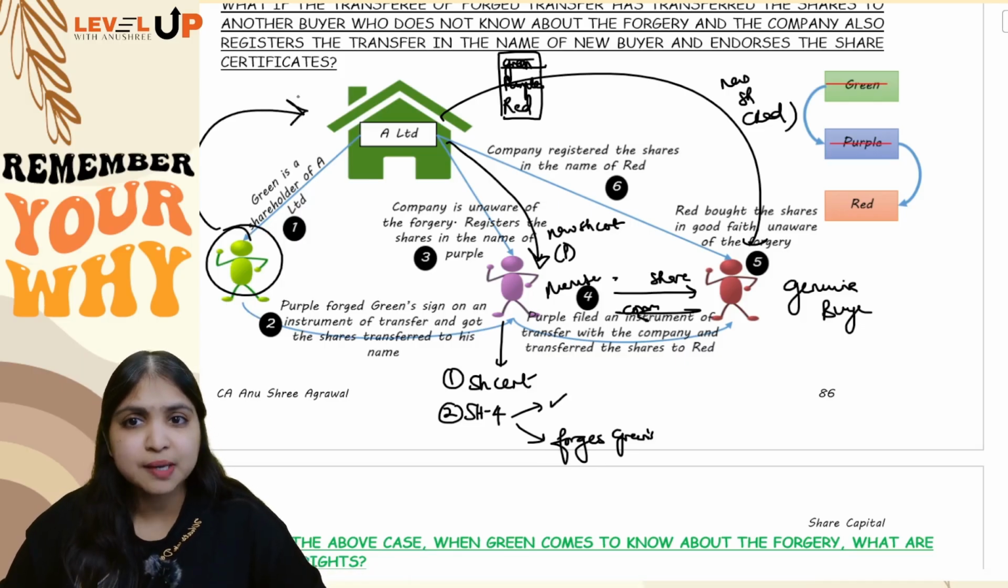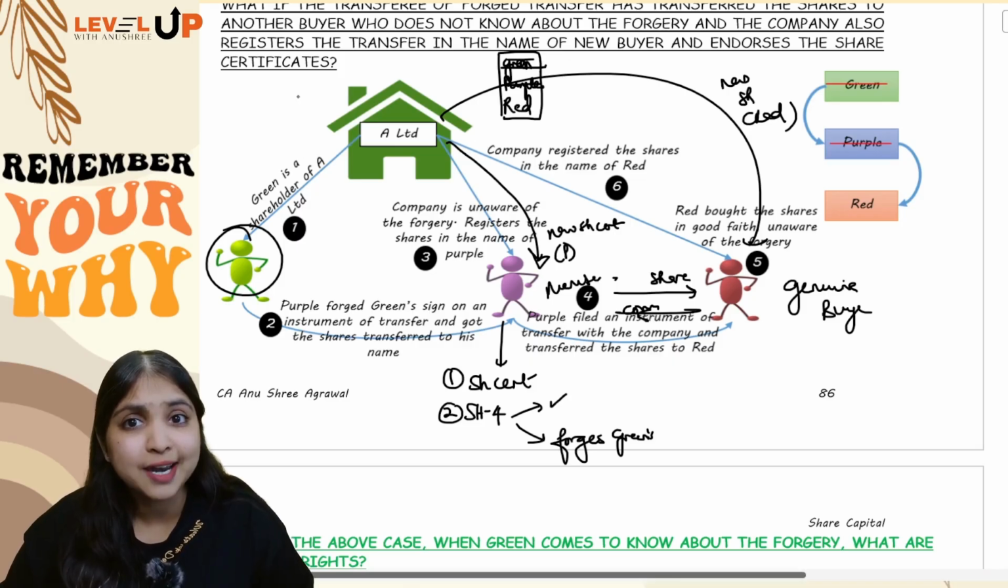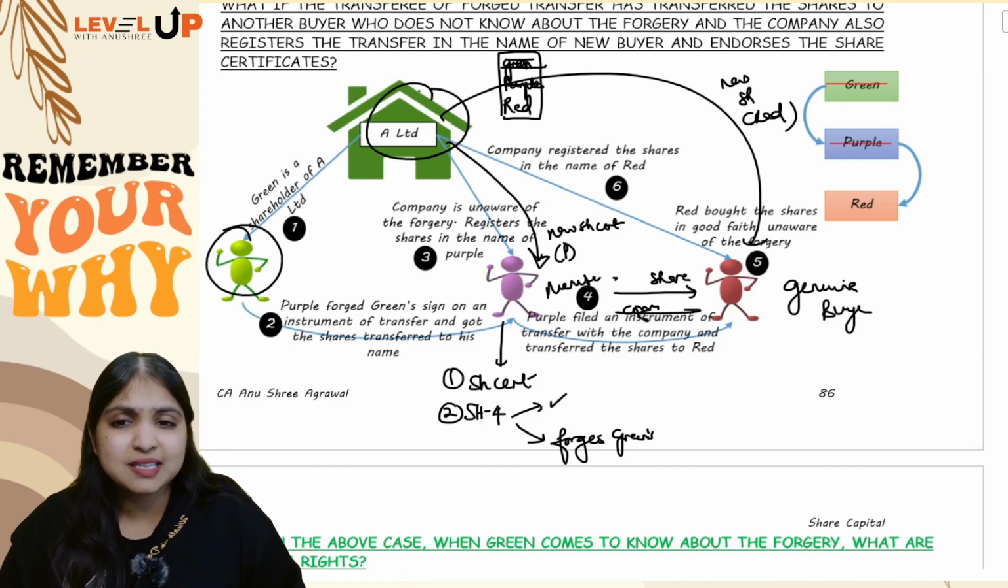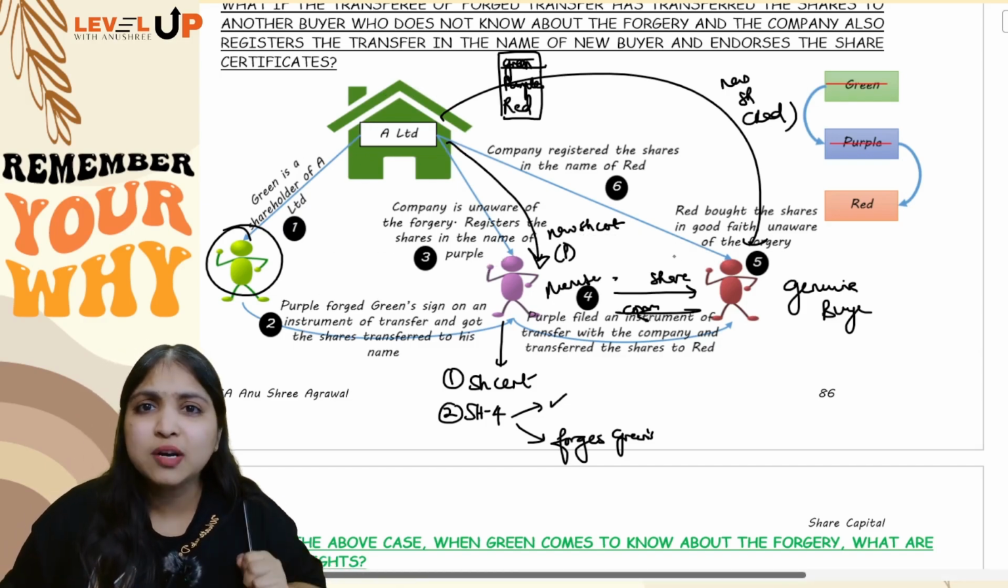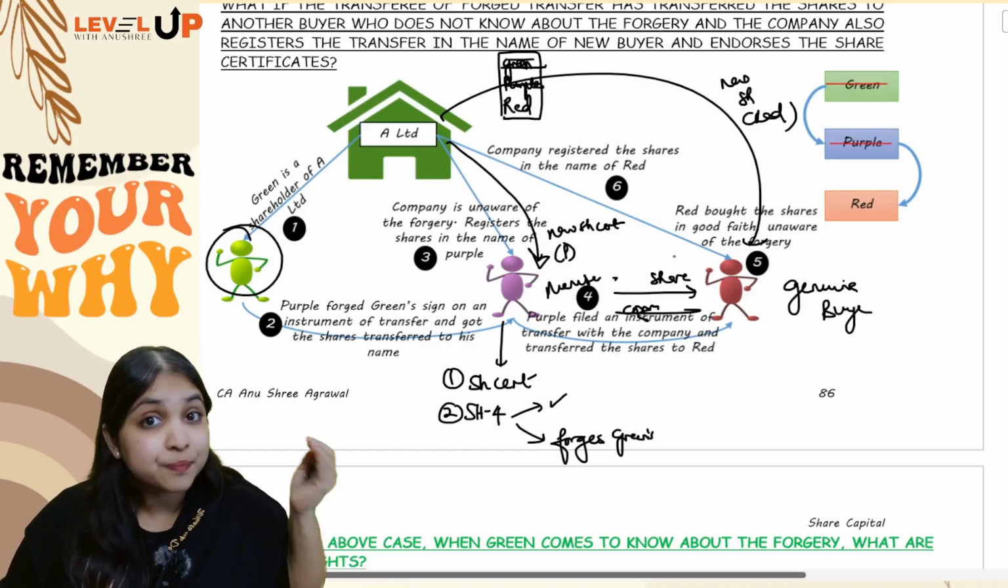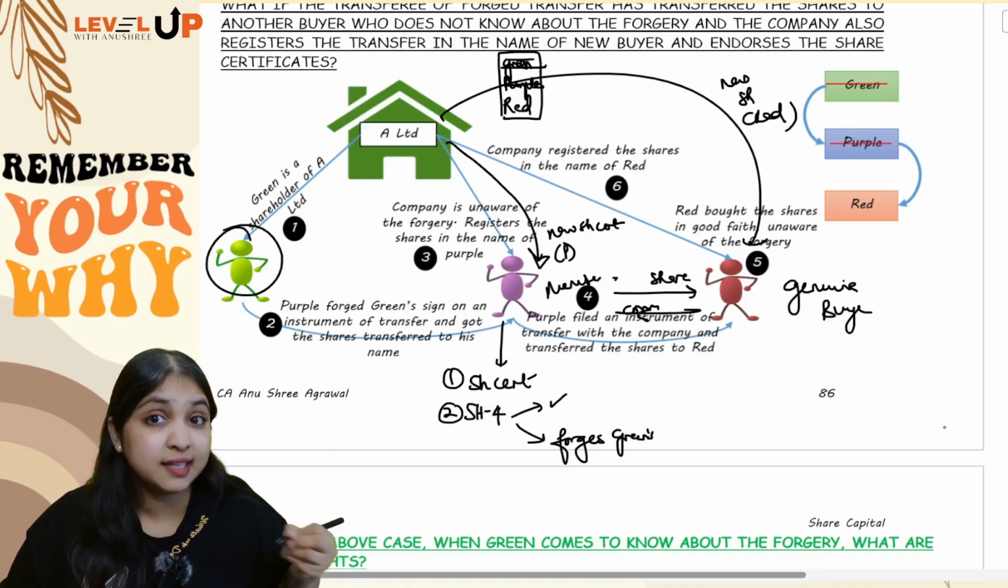So Green comes to the company and tells the company, what, did you forget? I am your shareholder. Where is my dividend? Where are my notices? Company says, what, Mr. Green? You sold the shares to Purple. Purple sold to Red. Red only is the owner. You are not the owner anymore. That is when Green realizes everything that has happened.